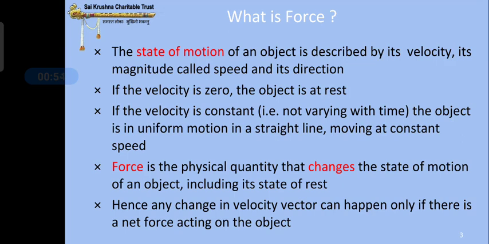So the state of motion of an object is described by its velocity. If the velocity is 0, then we say that the object is at rest. If the velocity is constant, that is not varying with respect to time, then the object is in uniform motion in a straight line, moving at constant speed.